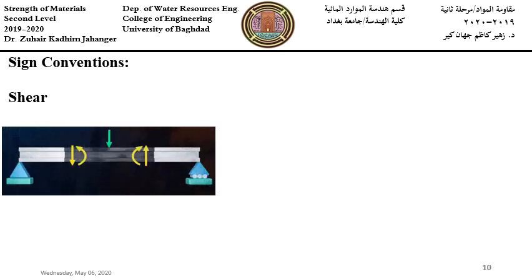In calculating, we have a sign convention for shear. Look at this simple supported beam on these two sections taken for positive shear.